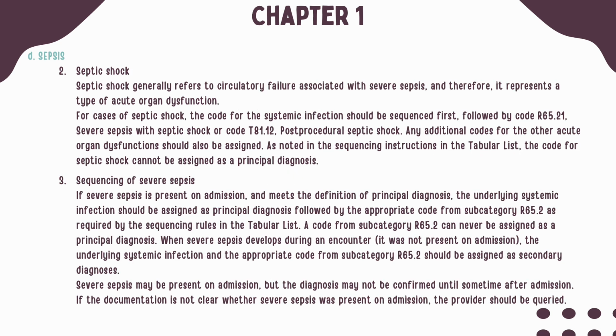When the term septic shock is used, it generally refers to circulatory failure associated with severe sepsis, and it will represent a type of acute organ dysfunction. The code for the systemic infection is sequenced first, followed by either R65.21 or T81.12. Any other acute organ dysfunction codes should also be assigned. You will find an instructional note in the tabular list next to codes R65.21 and T81.12 that they should not be listed as first listed or principal diagnoses.